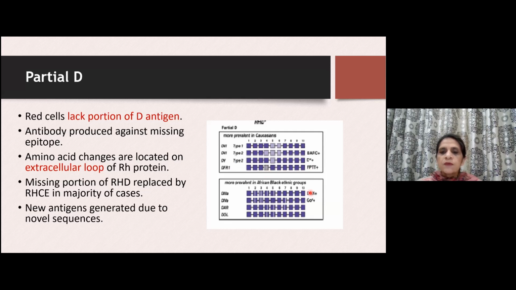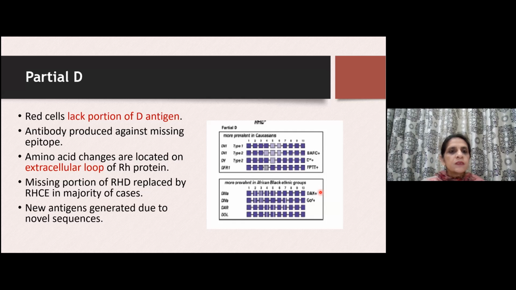And in Africans, we have the new antigen generation in D3 type and D5 type. They have the DAK antigen and GO antigen. So all these antigens which are produced as a result of partial D phenotypes are also known as signature antigens for these partial D phenotypes, because whenever these partial D phenotypes arise because of these rearrangements of RHD and RHCE genes, the novel sequences which are generated lead to the expression of these antigens, and hence they are known as signature antigens.